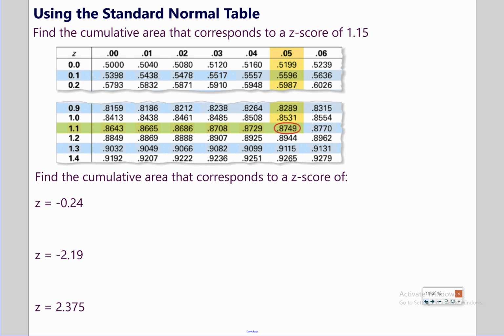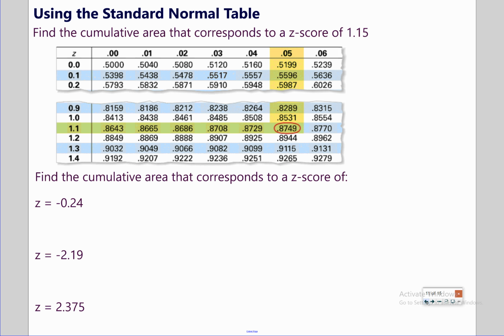So you're on your positive side of your Z-scores. You're looking at 1.1 on the side, 5 on the top. Go over and make sure you can locate that number, 0.8749. Everybody get that okay? All right, so let's do the next one.